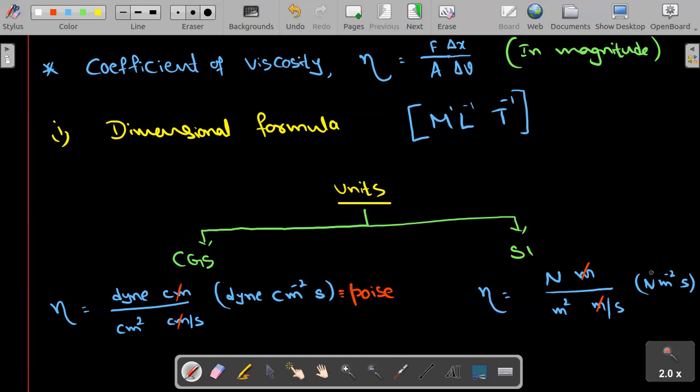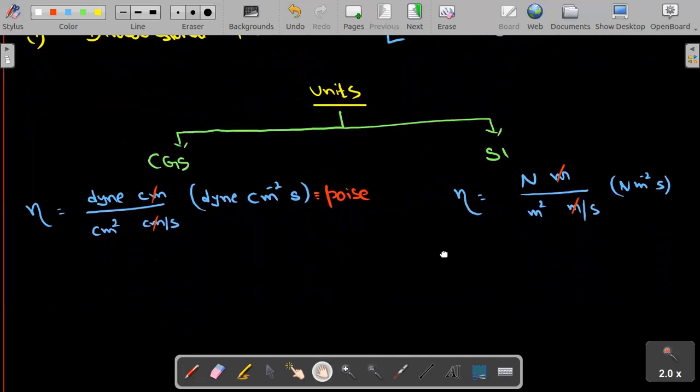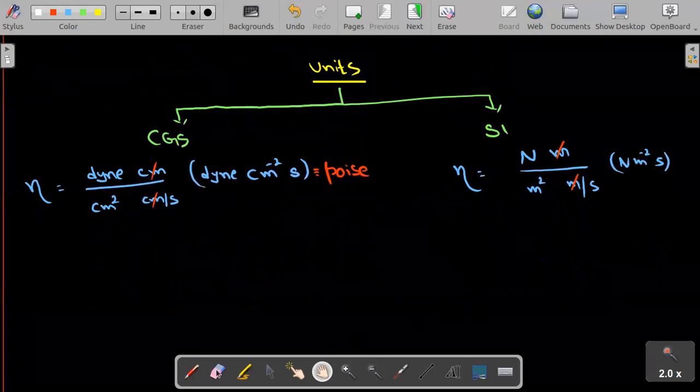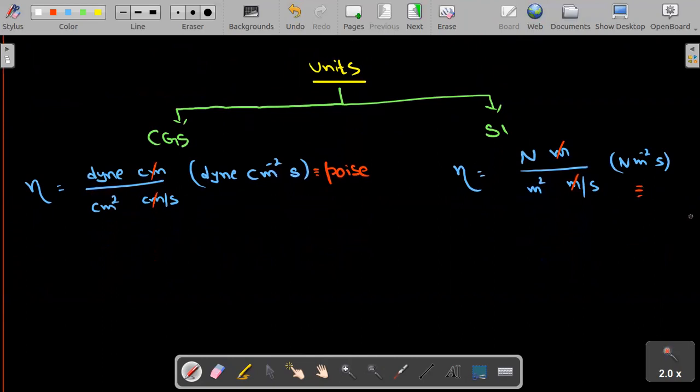When in terms of Newton meter power -2 second, we call it Poiseuille. These are the scientist names. Check the spelling. Poiseuille. Okay, so there is a relation.